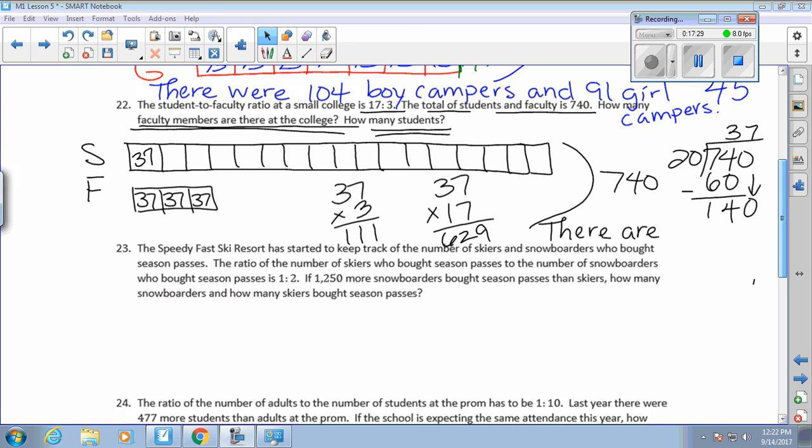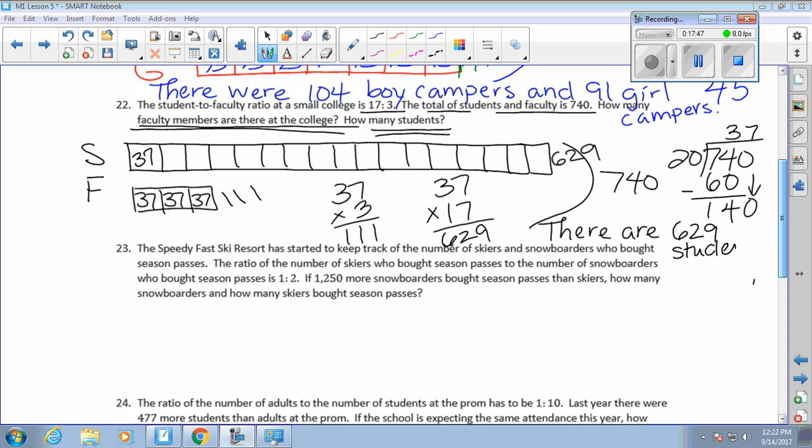Okay, so anyway, phone just rang. So I was saying there are, and I did not label these the way I should have. So 629 goes up here, 111 goes here. So then I would know when I write the sentence there are 629 students and 111 faculty members.